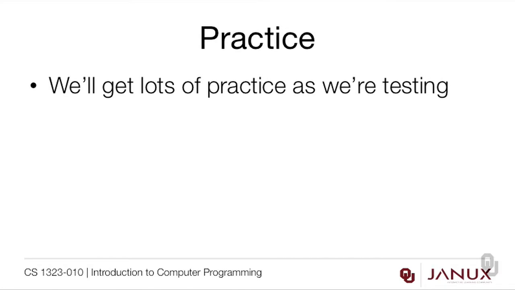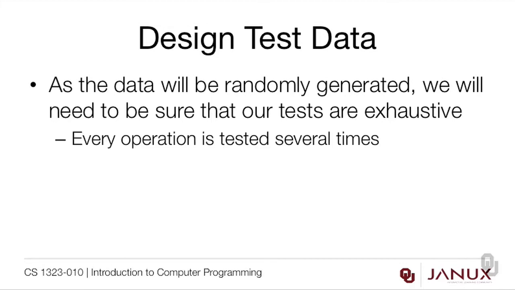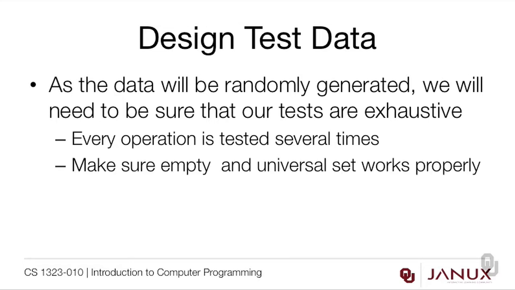So we'll get lots of practice on these operations if we're testing if you haven't seen them before. First, let's design some test data. Now, because the data is randomly generated, we need to be sure that our tests are exhaustive. We need to be sure that every operation is tested several times, not just once. We also need to make sure that empty sets and universal sets are working properly. These are our boundary conditions, so we know that they can be problems.